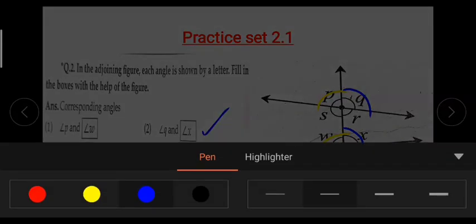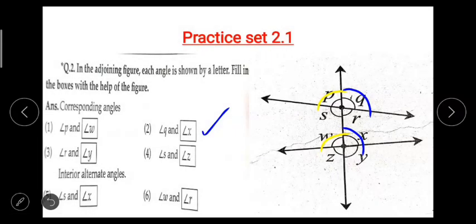Angle R. So I am using red pen. Where is angle R? Here. See, I have used red pen. So what is the corresponding pair of angle R? That is angle Y. Then question 4.